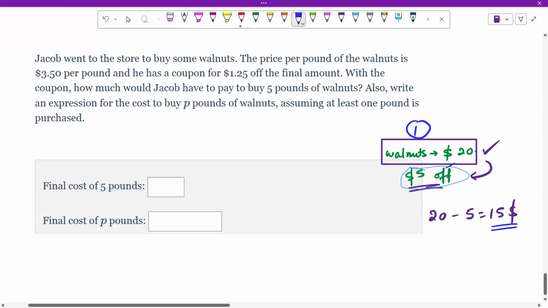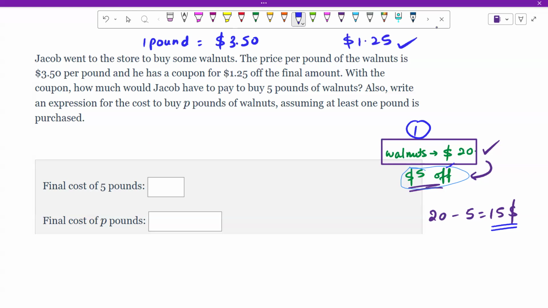Now, with that in mind, let's read the question again. Jacob went to the store to buy some walnuts. The price per pound of the walnuts is $3.50 per pound. That means for 1 pound, the price is $3.50. He has a coupon of $1.25 off for the final amount. So he is getting $1.25 off. This is off the price for the final amount. With the coupon, how much would Jacob have to pay to buy 5 pounds of walnuts?